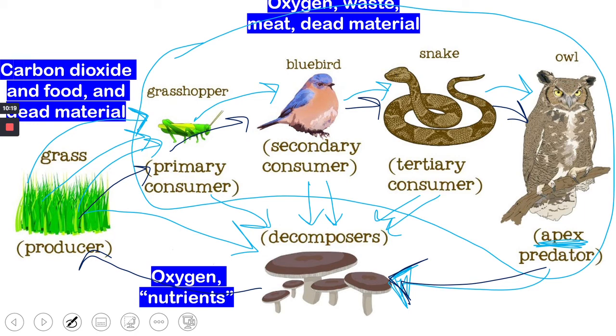The matter just keeps getting moved around, and they all kind of share matter because the grass is going to take in carbon dioxide and then give off more oxygen. So you can see everything is just kind of constantly moving around. Everybody's breathing in and out and taking stuff in and giving stuff off.